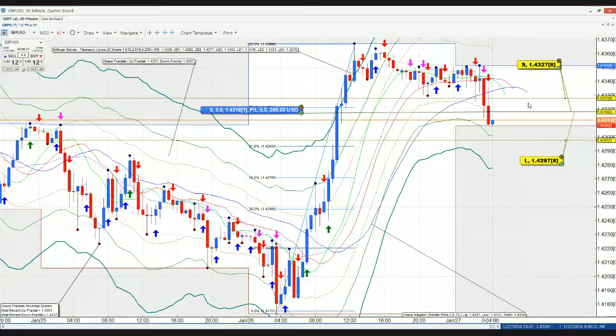Yeah, well, that's a nice close. You're short 5 lots, are you? That's just $280, is it? Yeah. $500,000. That looks nice.